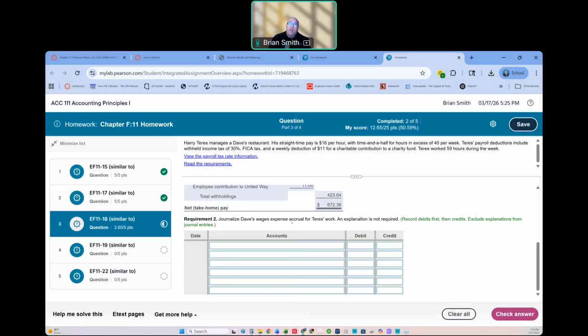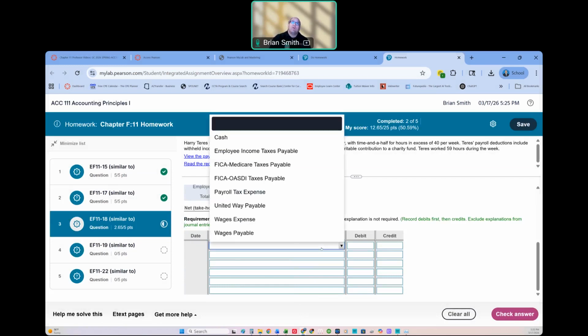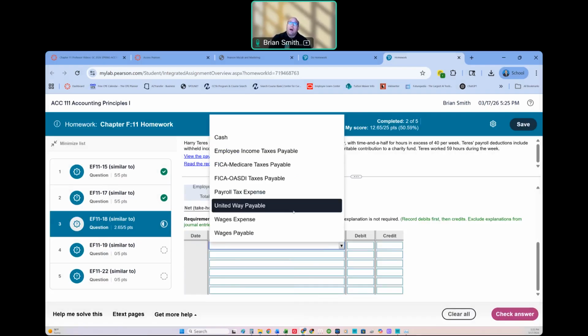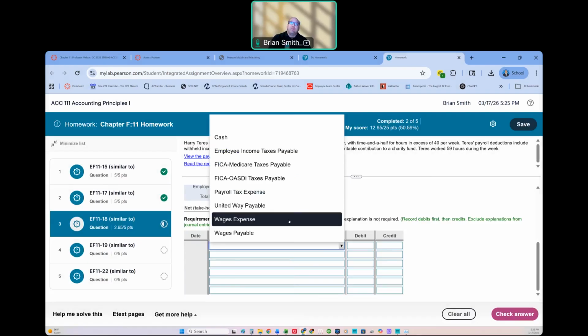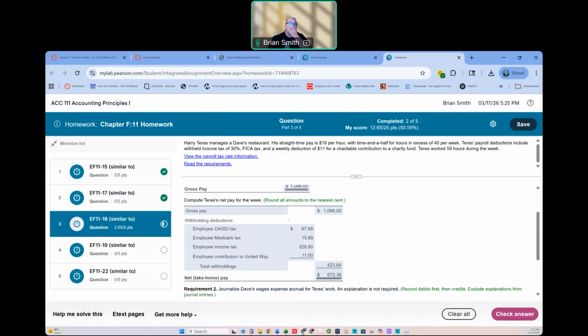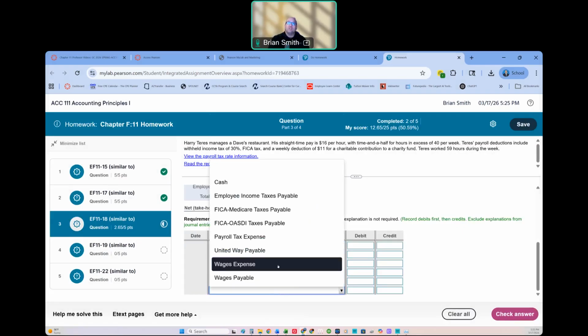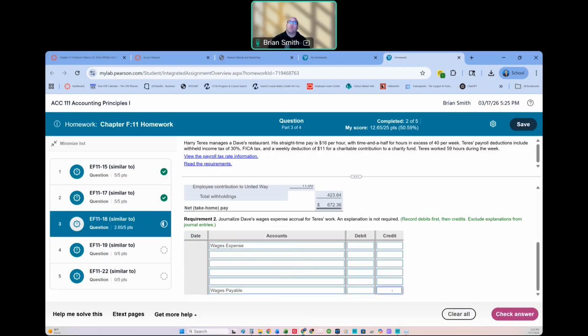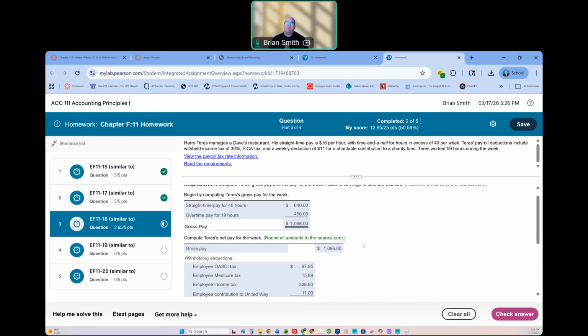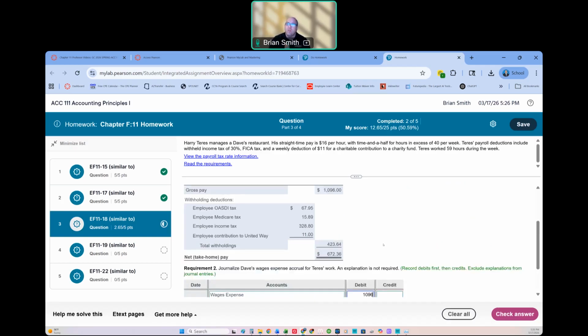Then we're going to journalize the wage expense accrual for the work here. So our debit is going to be to wage expense. So we're going to do wage expense for the gross, and wages payable, and the amount for wages payable is the take-home pay. So I'm just doing what I know already, and I know my wage expense is going to be the gross. Everything else is going to be these numbers here.